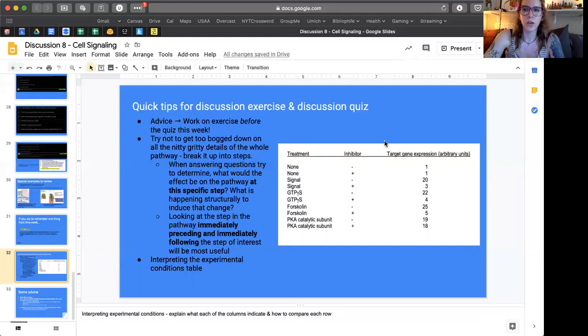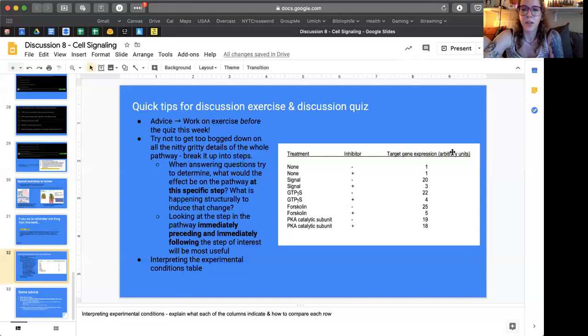And also just to go over how to analyze these tables. You'll see that you're given a pathway and then these results. The treatment column is just saying, okay, these are the things that we're trying to analyze the effect of. The inhibitor column, minus means that the inhibitor is absent, plus means the inhibitor is present. You can use the difference between the presence and absence of an inhibitor to see what effect the treatment has on the overall gene expression. That's going to be really important.